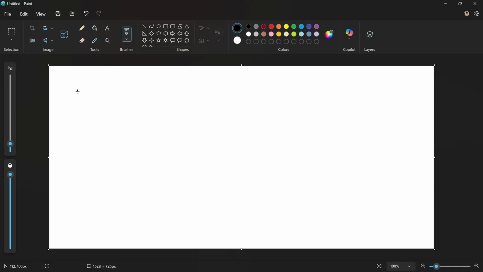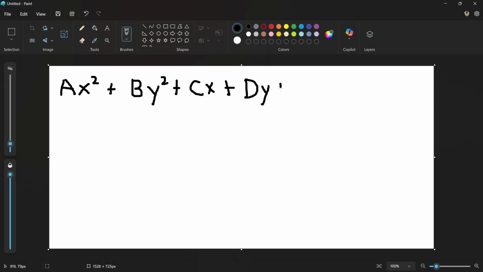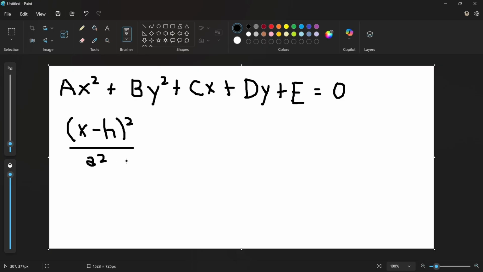Converting the general form of an ellipse to standard form. The general form of an ellipse is ax squared plus by squared plus cx plus dy plus e equals 0. To convert it into the standard form, we complete the square for both x and y terms. The standard form of an ellipse looks like this: (x minus h) squared over a squared plus (y minus k) squared over b squared equals 1.